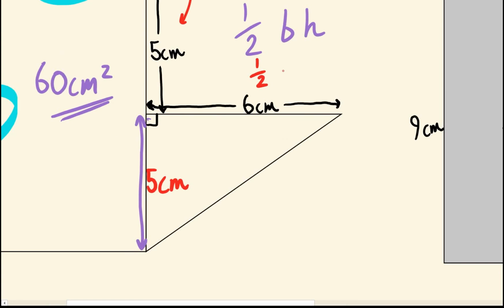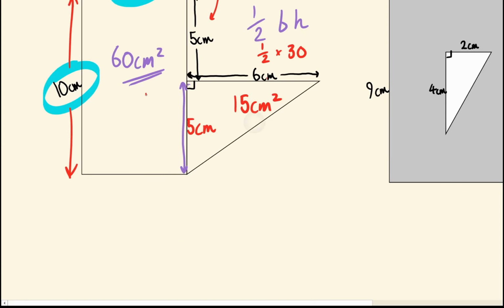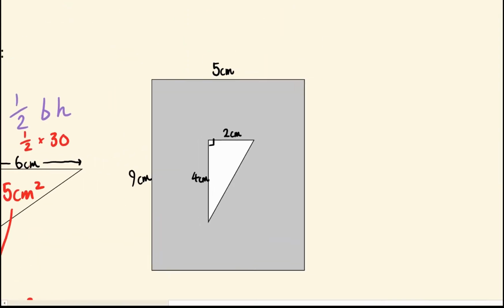And now we can do half base times height. So it's going to be a half times, let's do base times height, so 6 times 5 gives you 30, and this area is going to be half of 30, which is 15 centimetres squared. Then all we need to do, because these are stuck together, because the two shapes are added together, we want to add together my two areas. So 60 plus 15 is 75 centimetres squared. Okay, same idea, just using triangles now. Let's look at the last question.